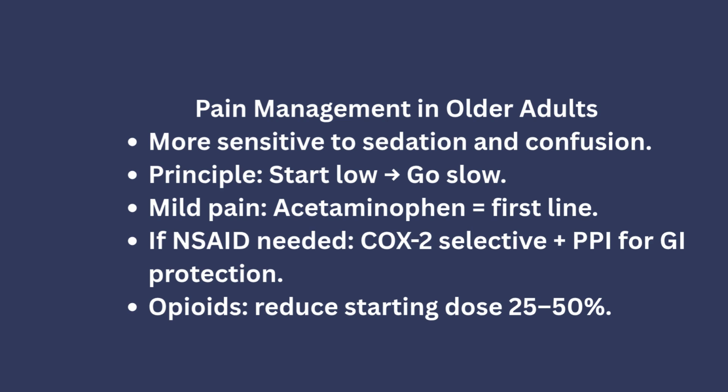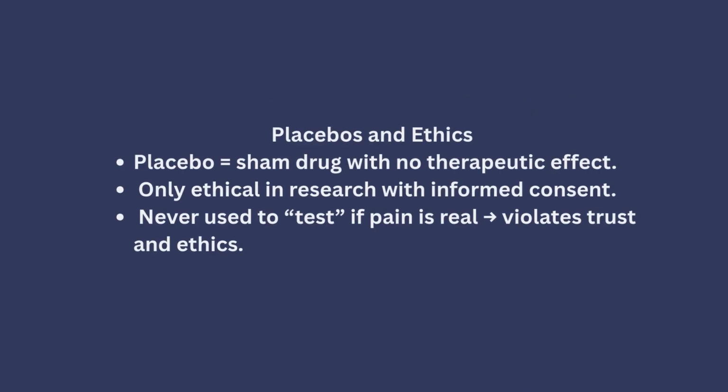Acetaminophen is the safest first-line drug for mild pain, especially musculoskeletal pain like osteoarthritis. If an NSAID is needed, a COX-2 selective agent may be used, but with extreme caution because of the risk for gastrointestinal bleeding and cardiovascular events. Always pair NSAIDs with a proton pump inhibitor for gastric protection in high-risk patients. For opioid therapy, doses should generally start 25 to 50% lower than those used for younger adults.